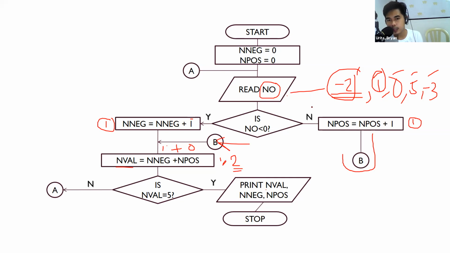So no, balik tayo sa A, read number. Oops. 0. Is it less than 0? No. So plus 1 ulit dito. Magiging 2 na ang ating npos. Babalik sa B. So magbibilang ulit tayo ng in-enter natin.